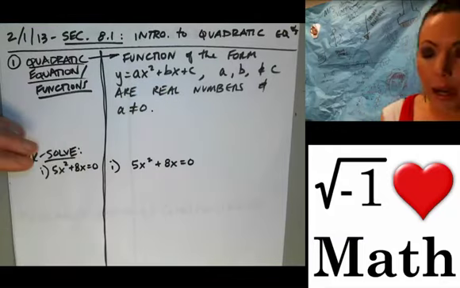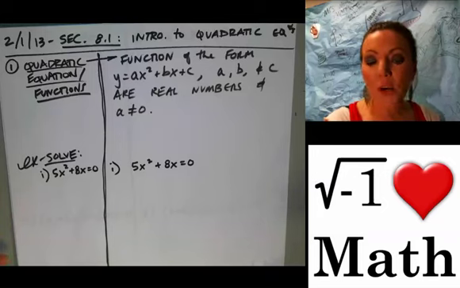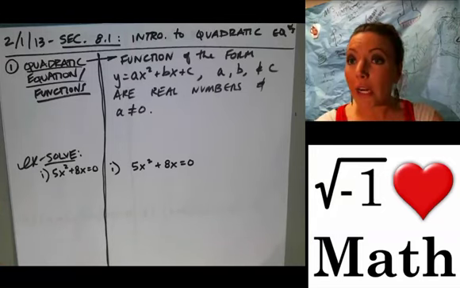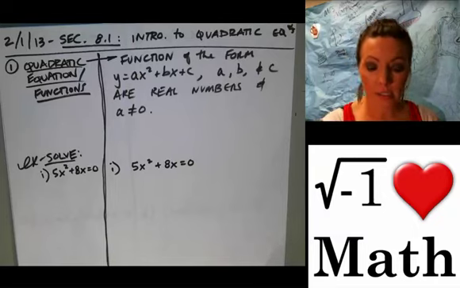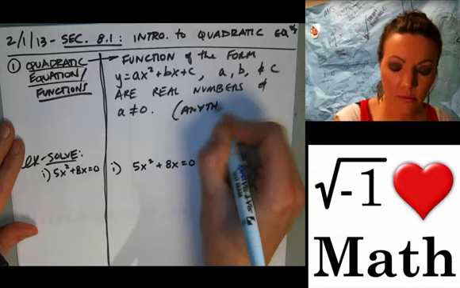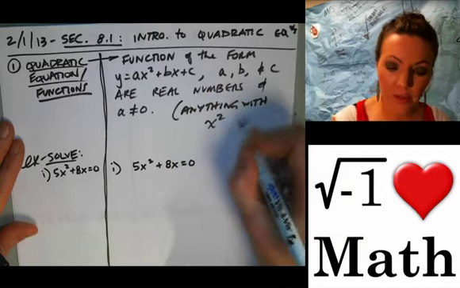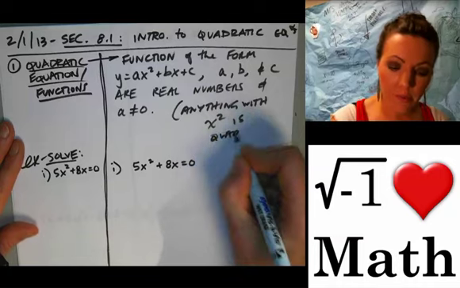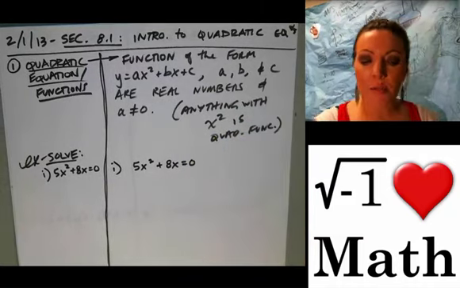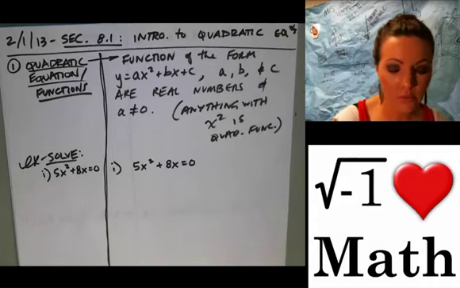Okay, so the big thing that you want to know, as far as these problems are concerned, is that anything that has an x squared in it is a quadratic function. Okay, because if there was no square term and it was just bx plus c, well then you'd have a linear equation, and that's a line. A little different. Okay, so here we go.